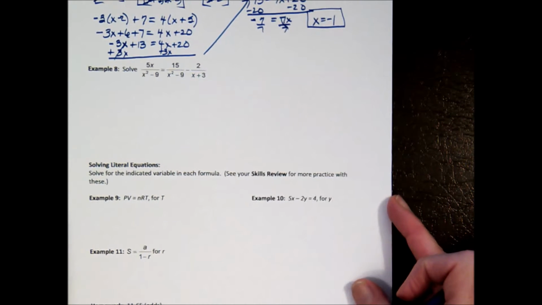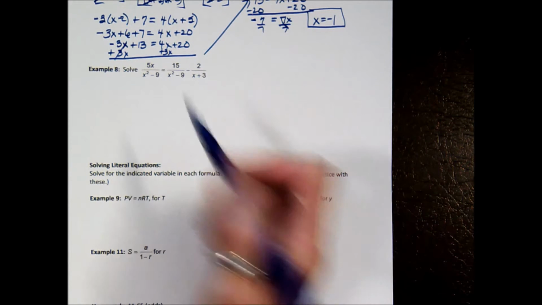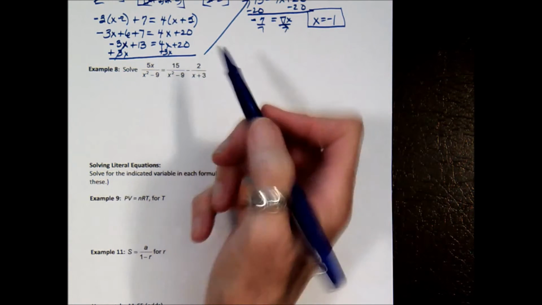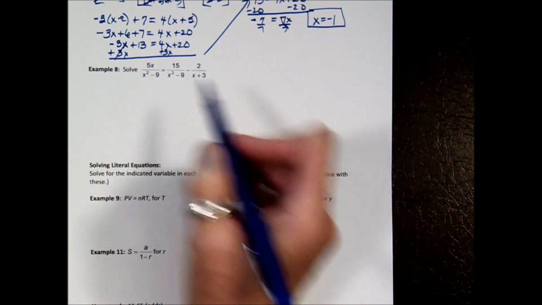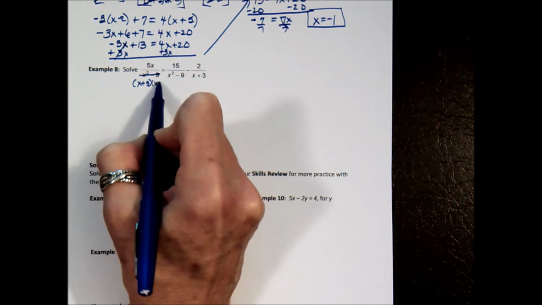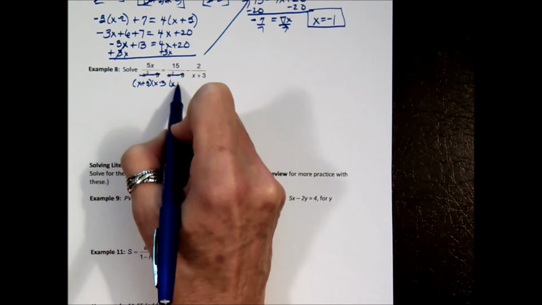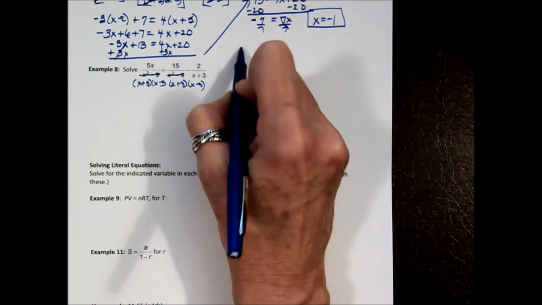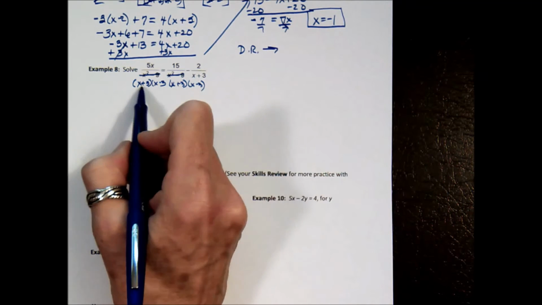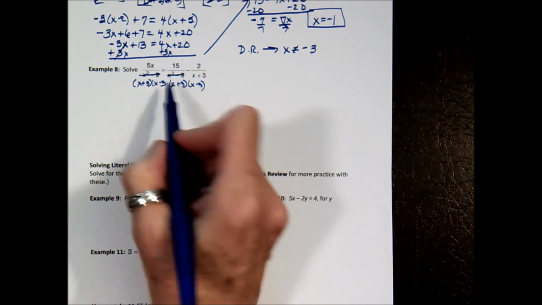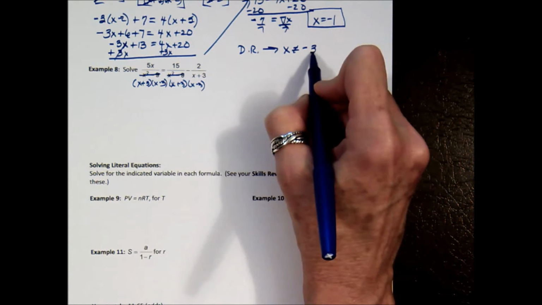This last one of this type is the most complicated because I can't determine my domain restriction or my LCD until my denominators are factored, so that like the one above it, I can see the parts that make up the denominator, the pieces, the factors. So this is a difference of two squares, x plus 3, x minus 3. This is the same thing, x plus 3, x minus 3, and then this is just x plus 3. So my domain restriction for x plus 3, x cannot equal negative 3. For x minus 3, x can't equal positive 3.